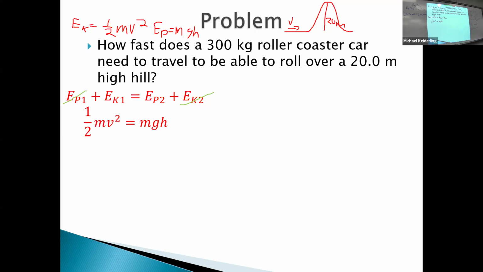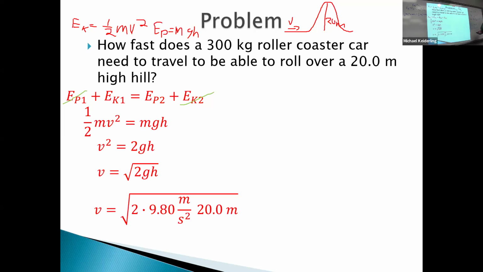So here, again, 1/2 mv squared equals mgh. But what we know is the final height. We're trying to find the initial velocity. So velocity squared equals 2gh. Velocity ends up equaling the square root of 2gh. So the square root of 2 times 9.8 meters per second squared times 20 meters, because again, mass cancels. Velocity is the square root of 392 meters squared per second squared, or 19.8 meters per second.